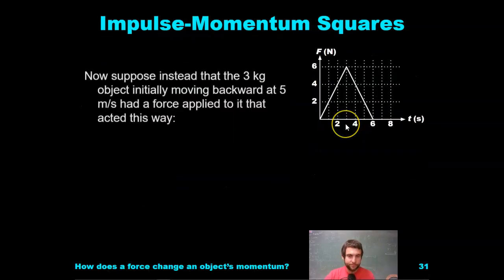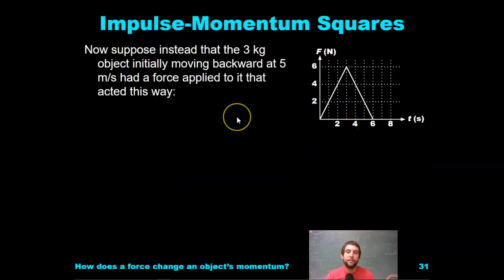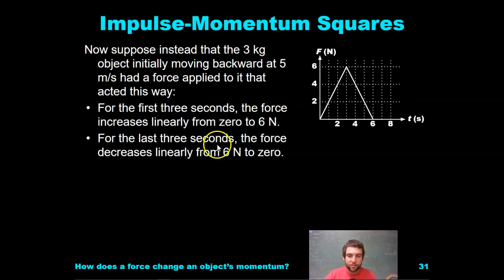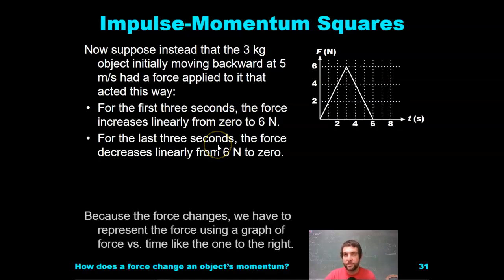Up 3. Now suppose instead that the 3 kilogram object initially moving backward at 5 meters per second had a force applied to it that acted this way. For the first 3 seconds, the force increases linearly from 0 to 6 newtons. For the last 3 seconds, the force decreases from 6 to 0.